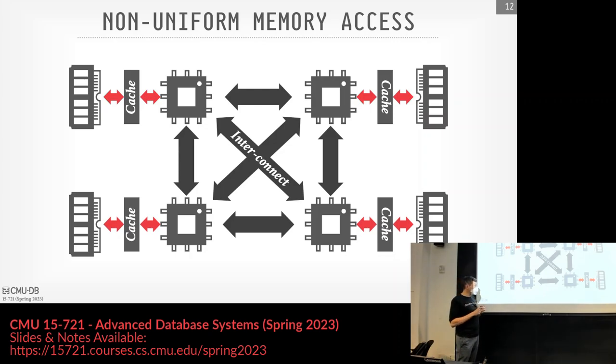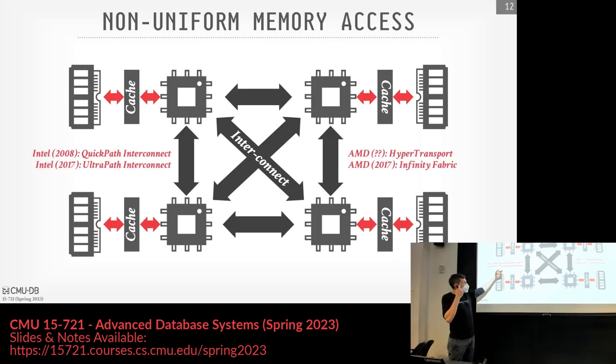It's very complicated, very interesting. But again, the only thing we care about, because we're not doing transactions, we're not worried about updates, we only care about the data we want to read. We just need to know that if the memory's here, it's going to be way faster than if the memory's over there. So this interconnect has a bunch of different names.